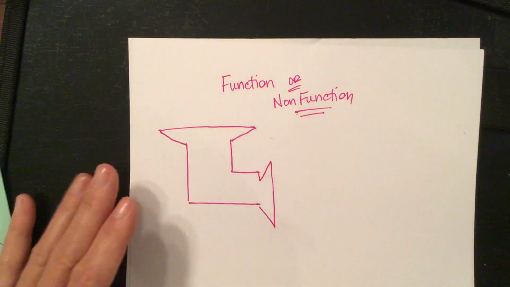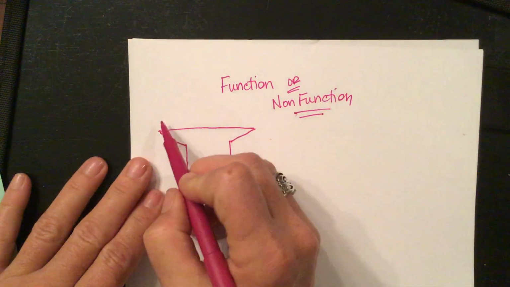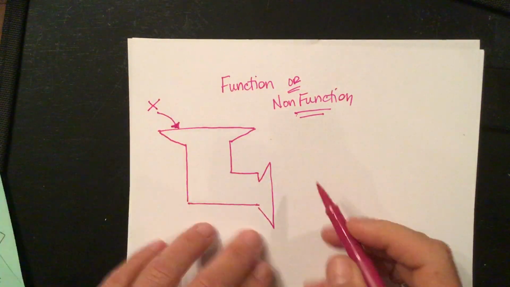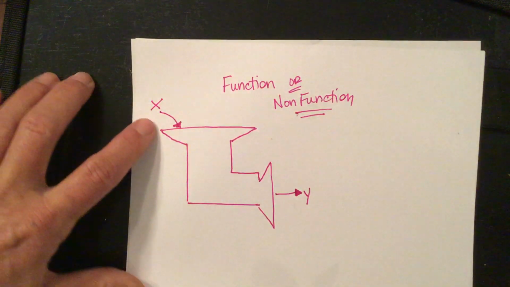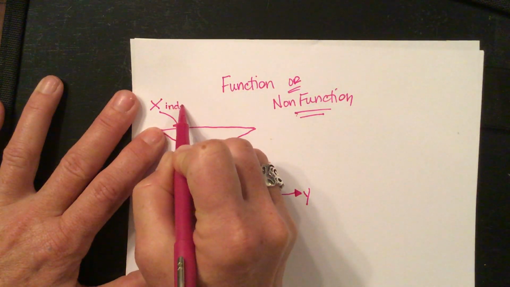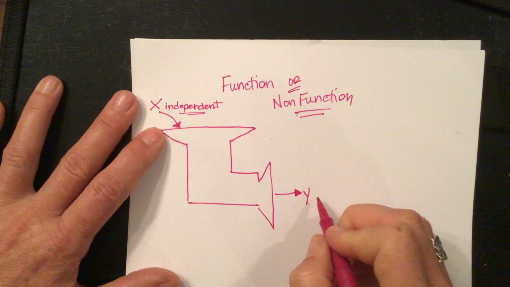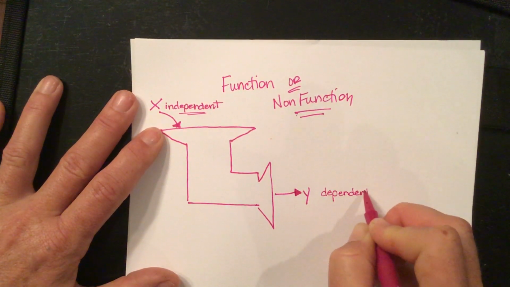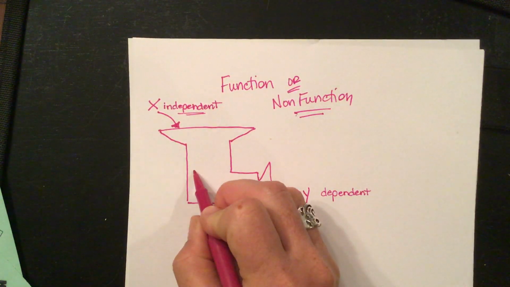So when we are talking about functions, we have an input and an output. The input is going to be my x. The output is going to be my y. Okay, the x is always your independent variable. You can always freeze the screen if you are behind. And y is dependent.